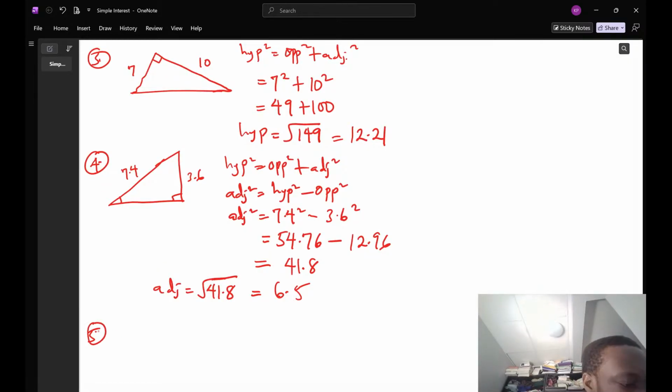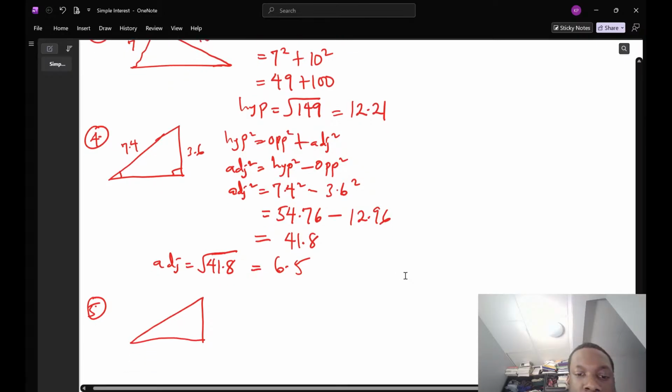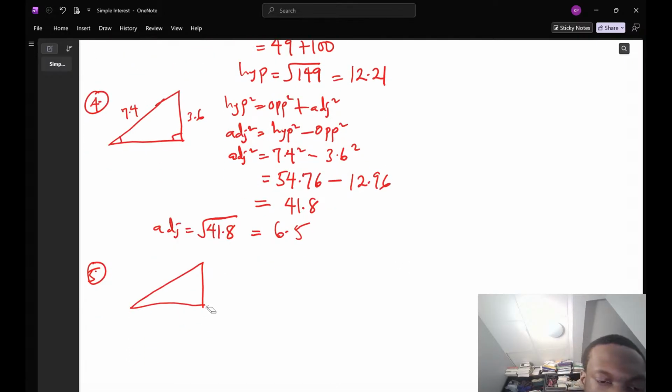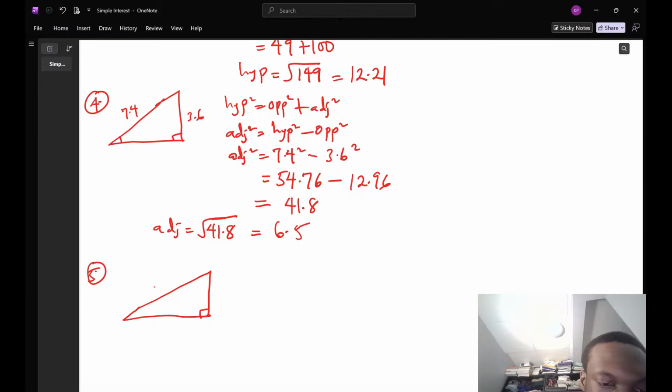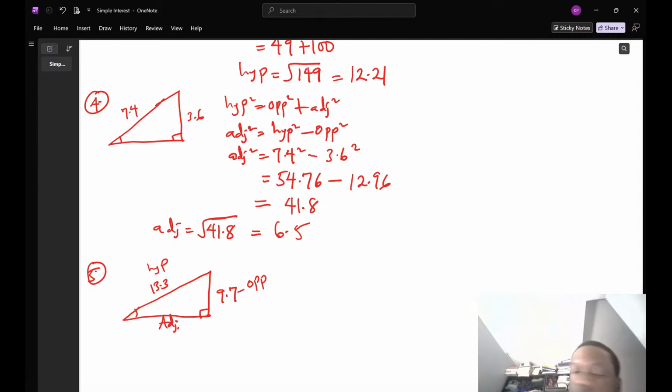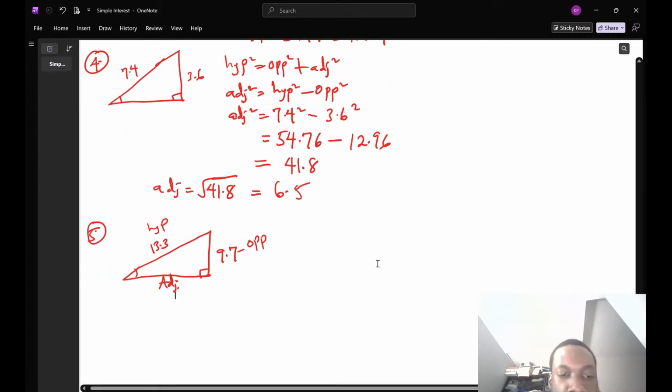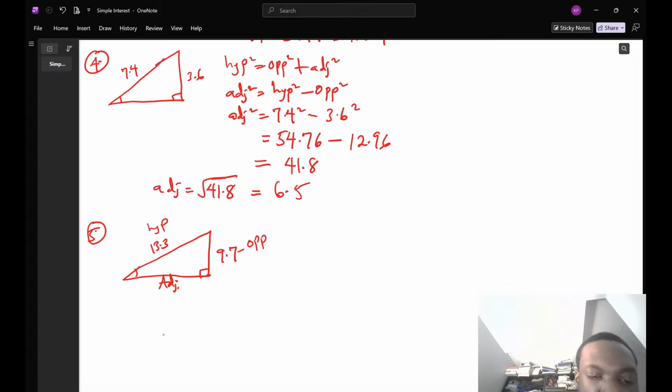Number 5. Sorry, let me draw it properly. We have 13.3 and 9.7. Okay, so we have the hypotenuse given already, and this is the opposite, and this is the adjacent.